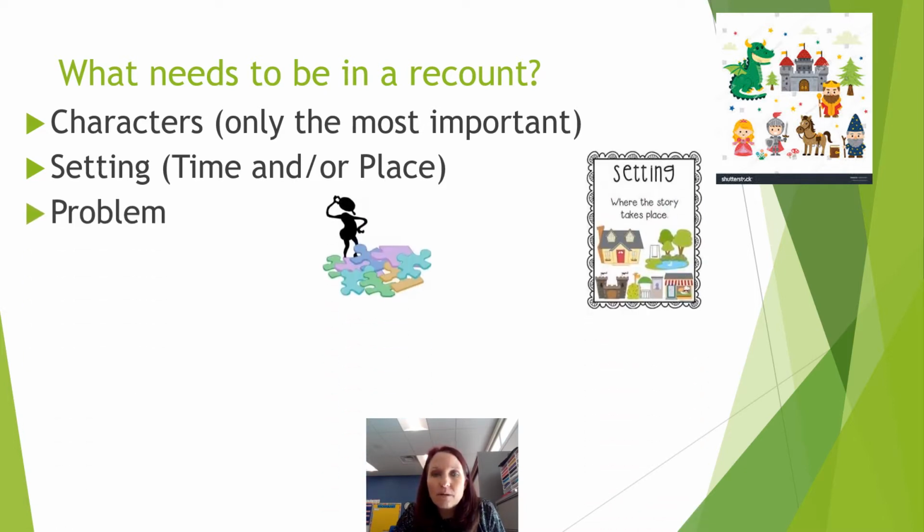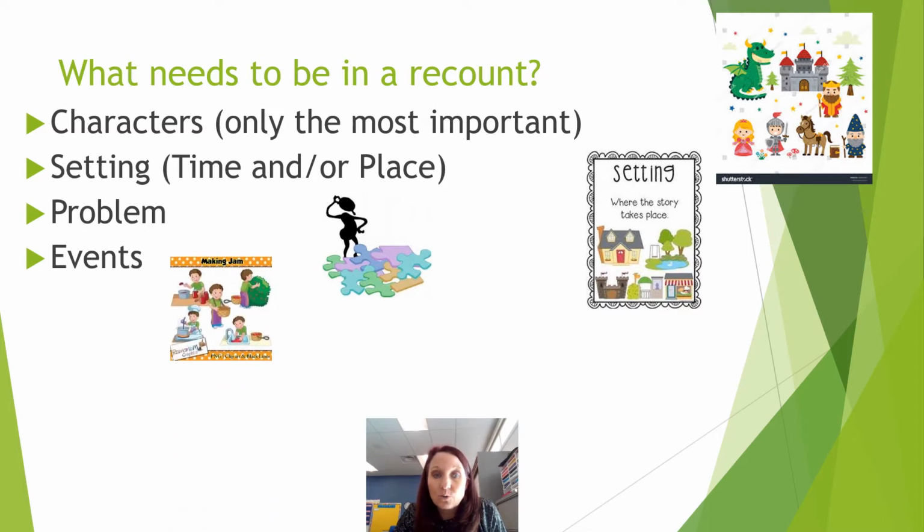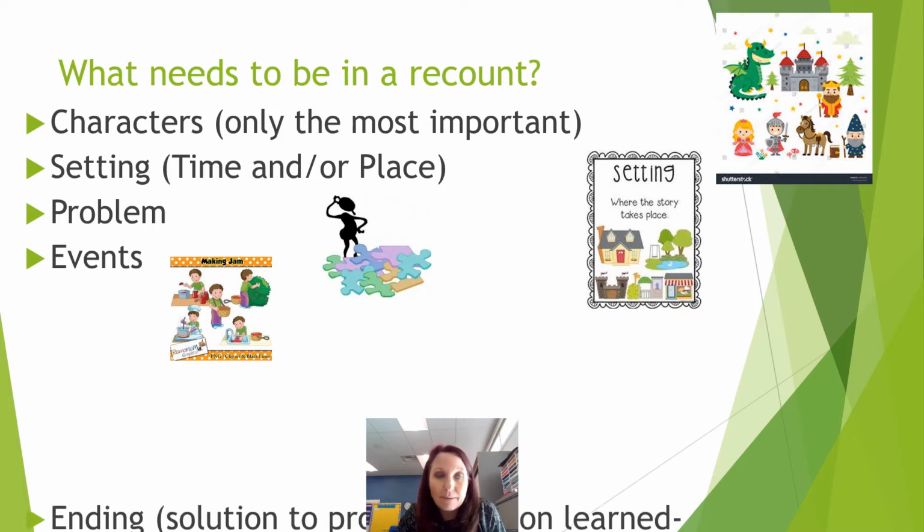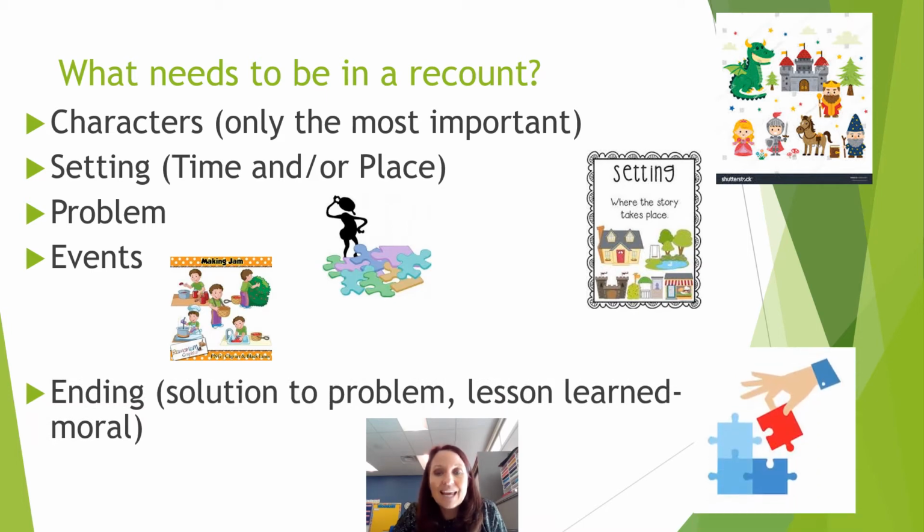Then they're going to have a problem. Those characters always come across something that they need to fix. Events in the story, that is the steps that the characters are taking to solve the problem, the things that they do after this problem happens. And then finally, you need to have an ending in your story, in your recount. This will include the solution to the problem, which is how the characters fix the problem. And sometimes it includes a lesson that was learned, which we also refer to as a moral of a story.